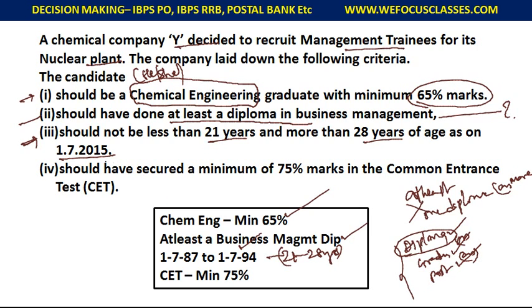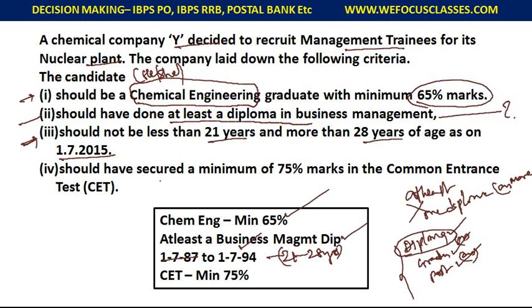Just subtract 21 from 2015 and you will get the date. And 28 years of age as on 1/7/2015 means he has to be born on 1/7/1987. So these are the two crucial pieces of information that we need to note down. Write it in this way, so that it will be very helpful while solving the problems.